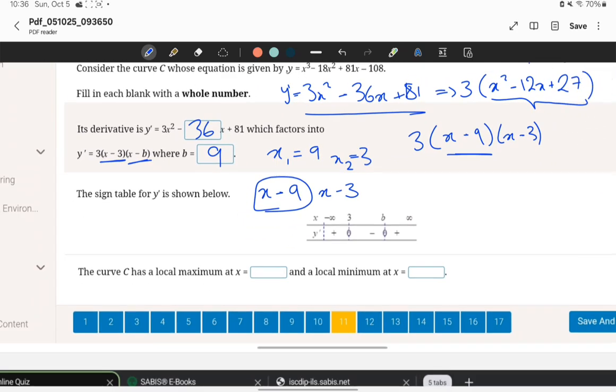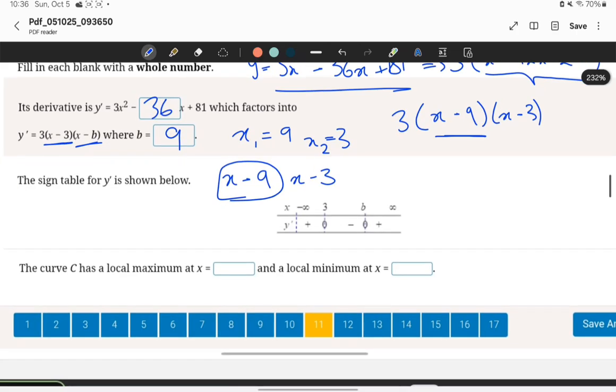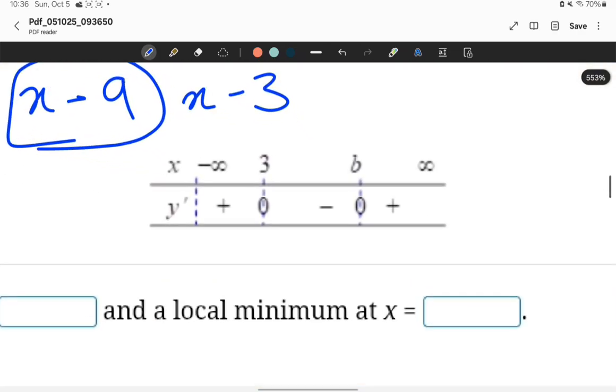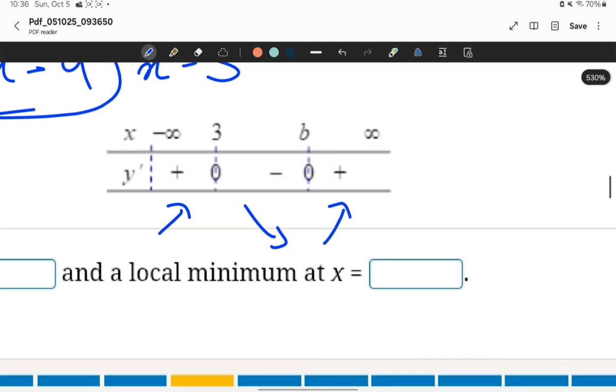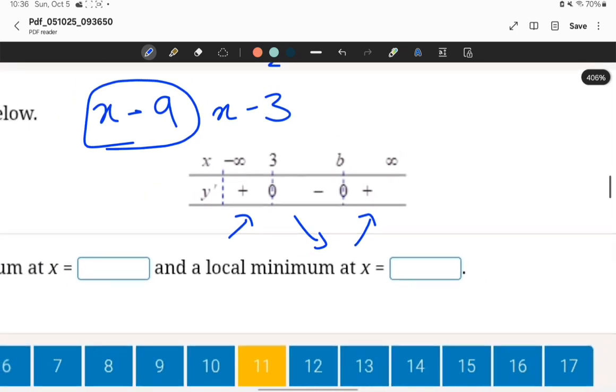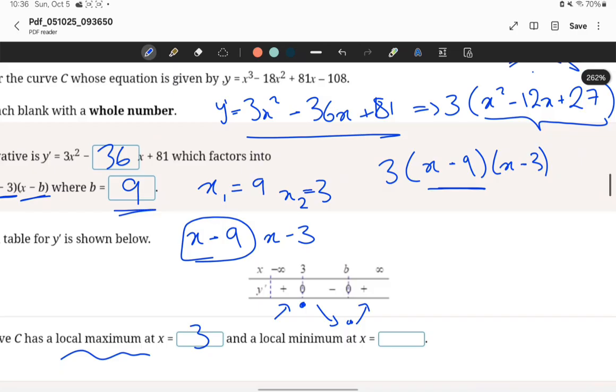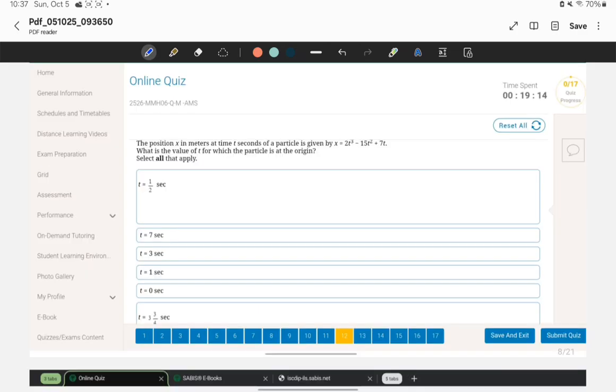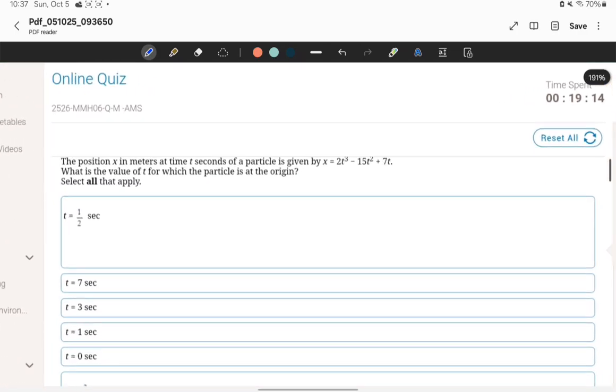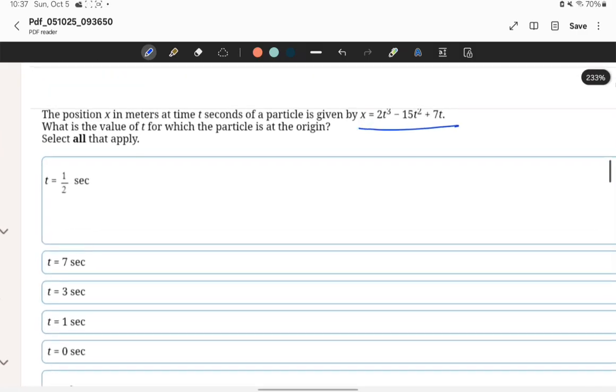Okay, now part B. The curve C has a local maximum at x is what, and a local minimum at x is what. Here they gave us a table already, so you can just go ahead and do the arrows here. Plus, plus, minus, plus. And you see here, this point is the local maximum, this point is the local minimum. So local maximum at x is 3, and the local minimum at x is 9. Here, this question, number 12, you have an equation and you have a bunch of values, right?